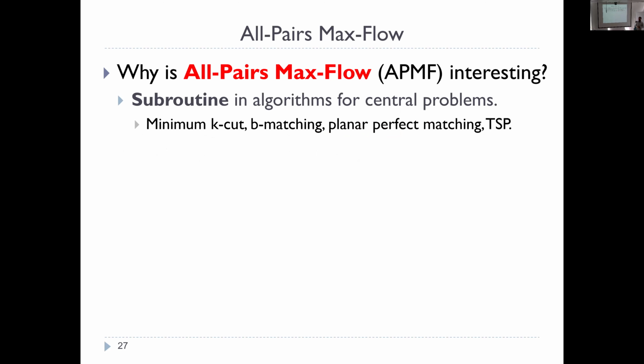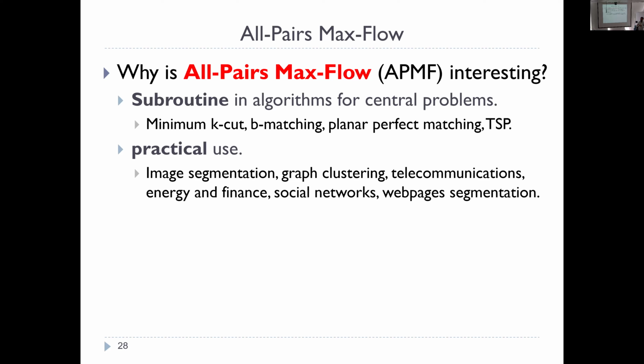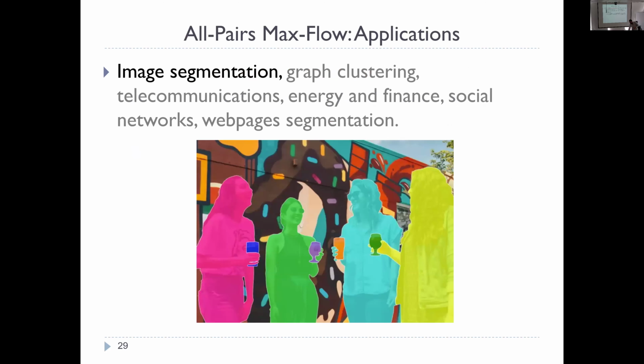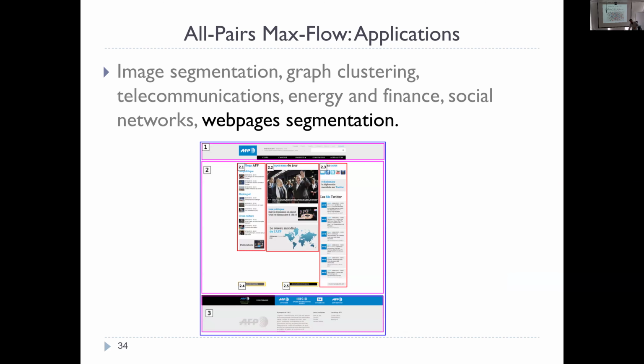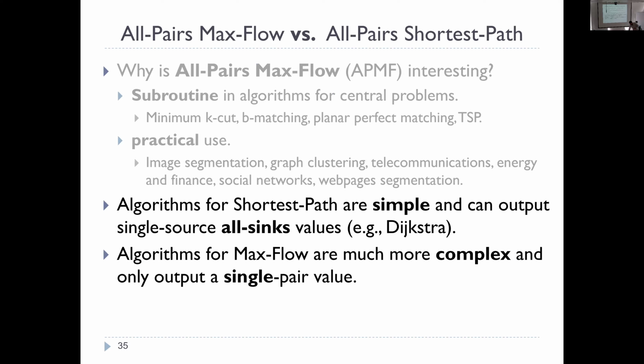Now this problem is arguably interesting for a number of reasons. It is a subroutine in many known algorithms for central problems like the TSP, K-cut, and so forth. It is also of practical use. It has been used for image segmentation and other problems in practice, social networks, and so on. Theoretically speaking, maybe we can think of the comparison to the all pairs shortest path problem.